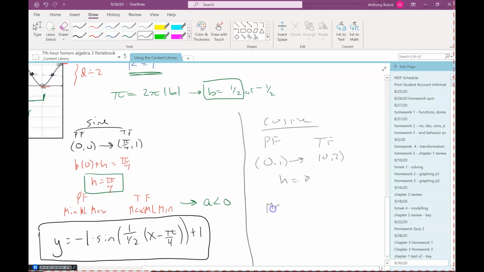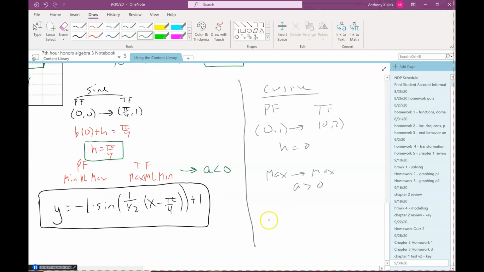And since we're going from maximum to maximum, we know that the a has to be positive. Everybody's okay there? And for cosine graphs, the b doesn't matter, so let's always just pick it to be positive as well.